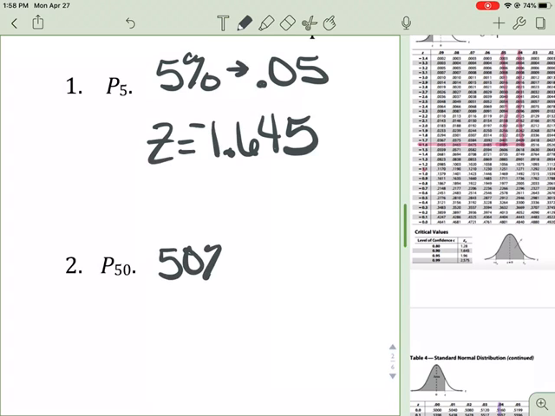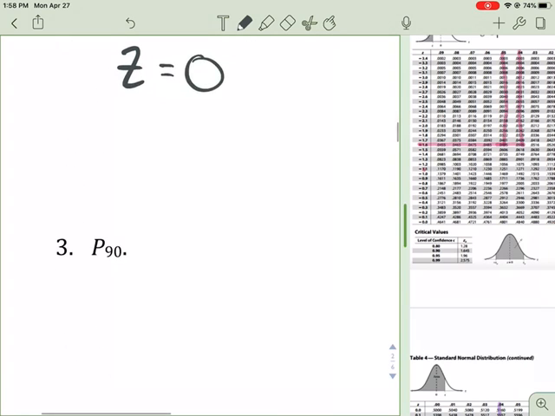Okay, 50%, which is 0.5. What did we say? 0 is 50%, so my z here is 0. I don't even have to look that up.